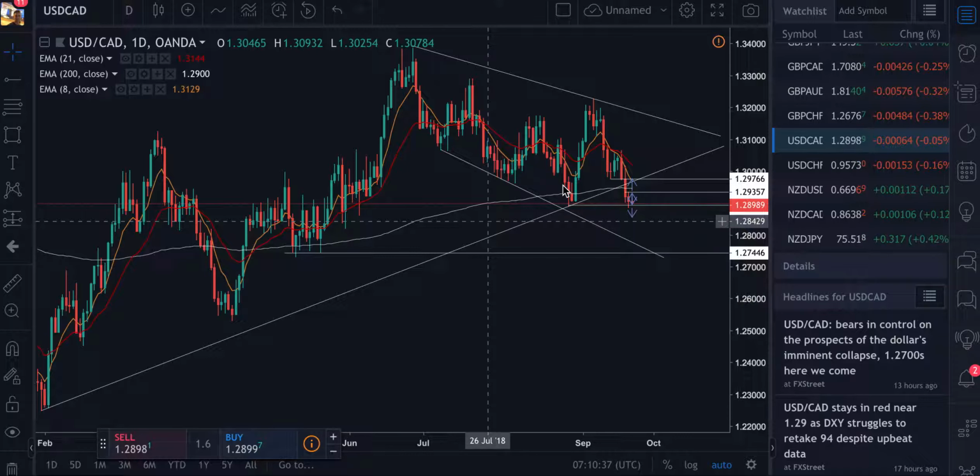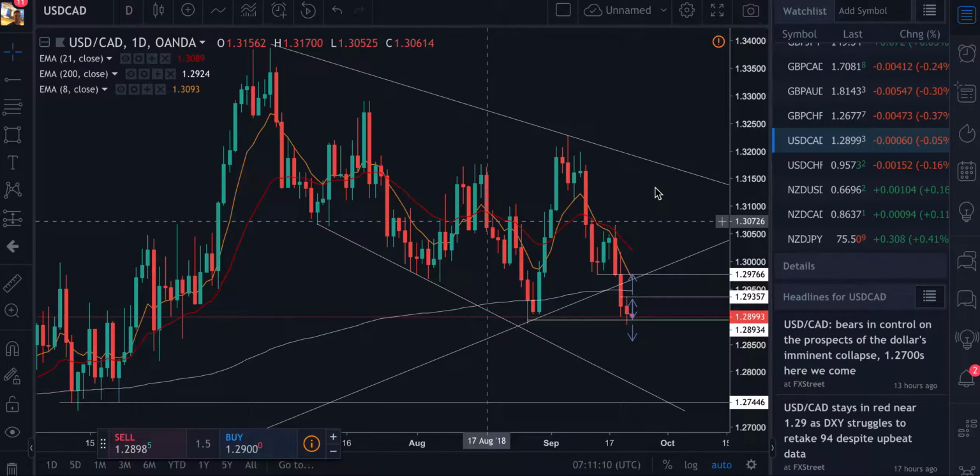As you can see, the USD-CAD has been quite bearish for the last couple of weeks. You can see that we've had a massive decline. We had a big impulse move to the downside, then some relief and another impulse move to the downside. We're now currently trading at the support level around the 1.2900 level. If this is breached, we could see this pair collapsing down to the 1.27 level.